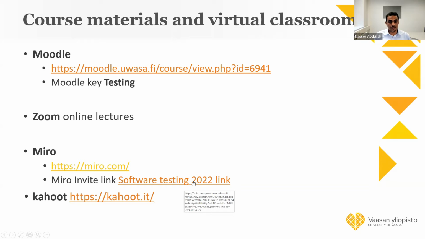This is the link, the one I just opened. This is Kahoot. Kahoot is the last one. We'll use it sometimes, not every time. It's used for quizzes. I will not use it for graded quizzes, but sometimes, for example, when we end a chapter, I'll give it to you to check your knowledge.